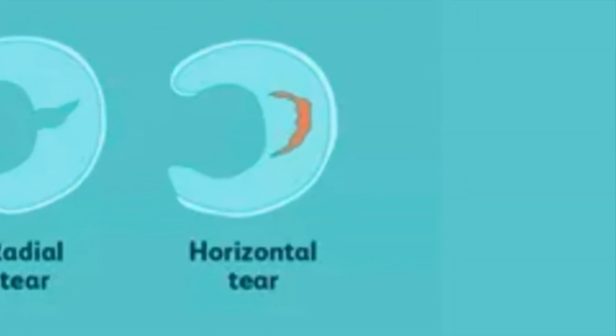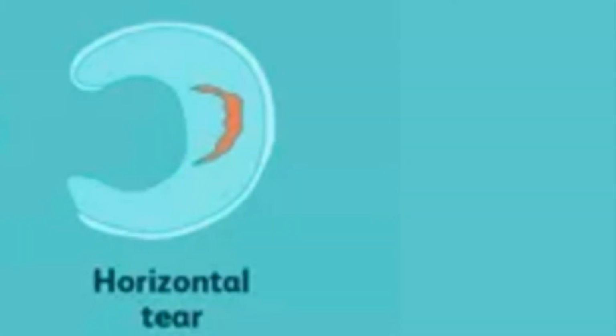Horizontal tear. A horizontal tear most commonly responds well to surgical meniscus repair. A horizontal tear runs along the curved fibers of the meniscus. Rather than removing the damaged portion of the meniscus, a surgeon may sew a horizontal tear together. The key to determining the treatment of these tears is their location.